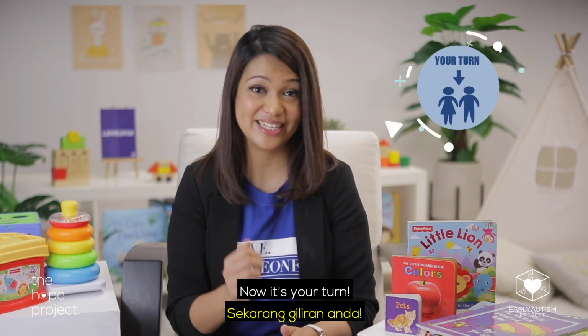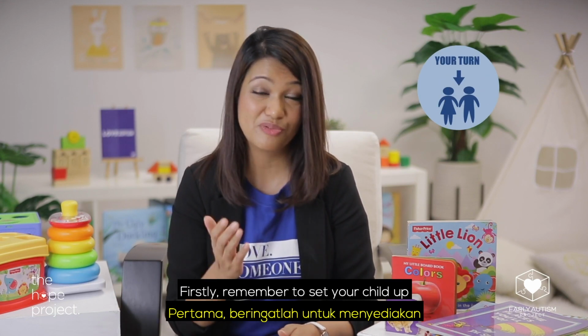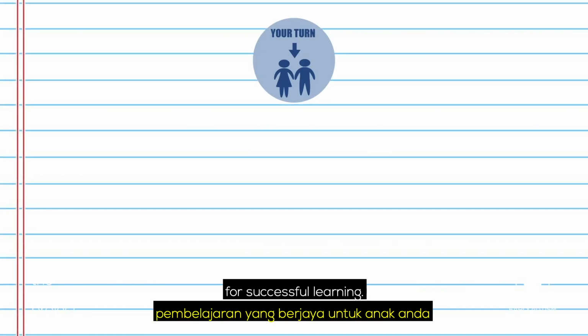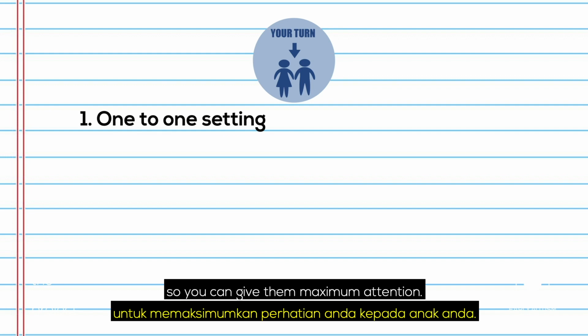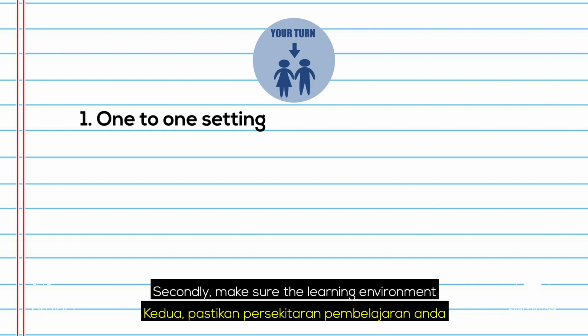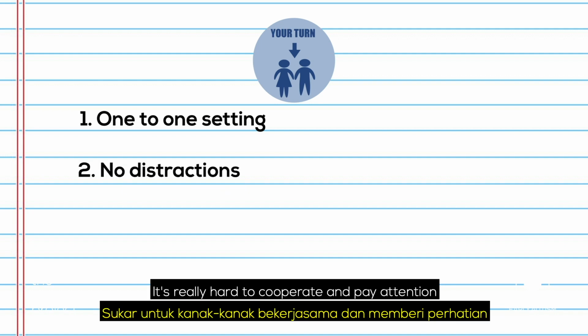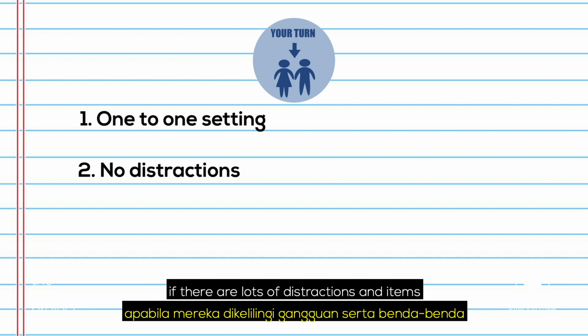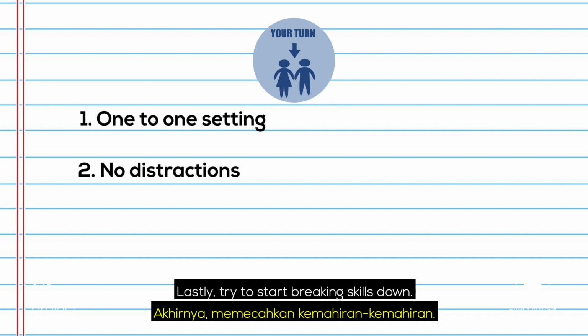Now it's your turn to try and put this strategy into practice at home. Firstly, remember to set your child up for successful learning. Try to start teaching them in a one-to-one setting so you can give them maximum attention. Secondly, make sure the learning environment has as little distraction as possible. It's really hard to cooperate and pay attention when there's lots of distractions and items that your child may actually stim on.